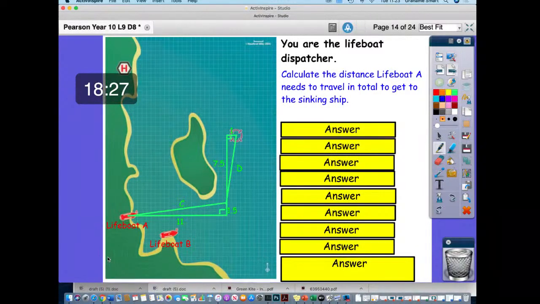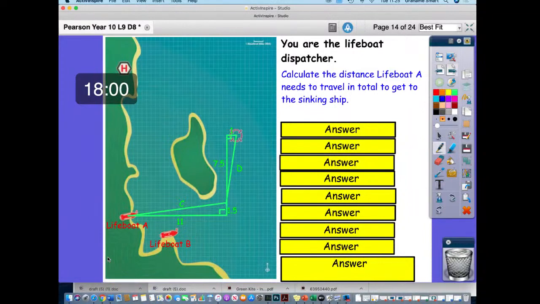If you had this in front of you as paper, I wonder if you could have calculated a shorter distance by drawing different triangles. I wonder if you could think about that and think, you know what, I could have calculated a shorter distance than the one shown on the screen here. If so, how would you make it a shorter distance from Lifeboat A to where the ship is sinking? What would you have to do?